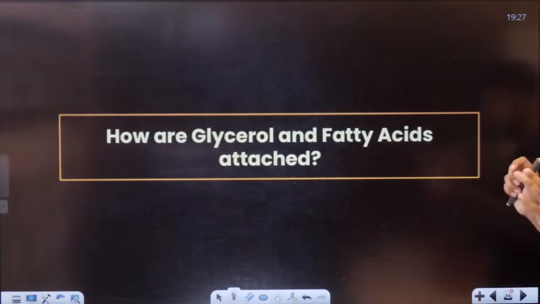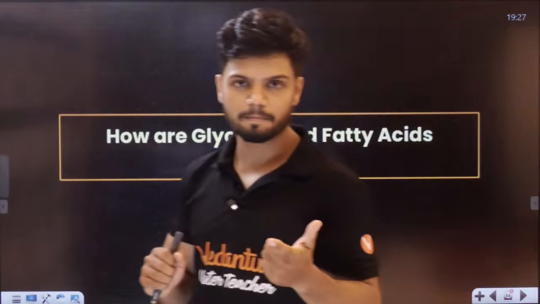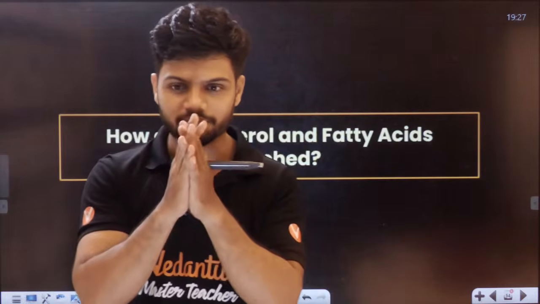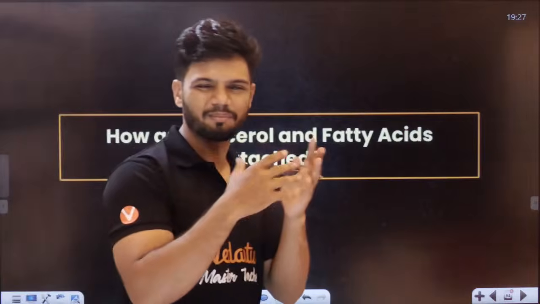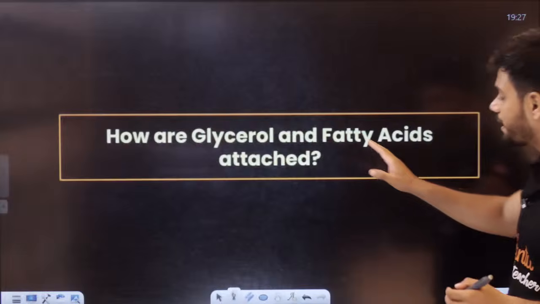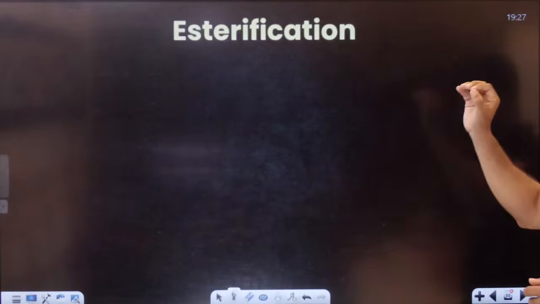Now, what is interesting is that glycerol and fatty acid are part of lipid. Now, how can we join them, students? How can we take glycerol and fatty acid and join them? Anyone? I don't remember chemistry anyway. So, how are glycerol and fatty acid attached, students? By esterification. Okay. So, let me draw and show you.